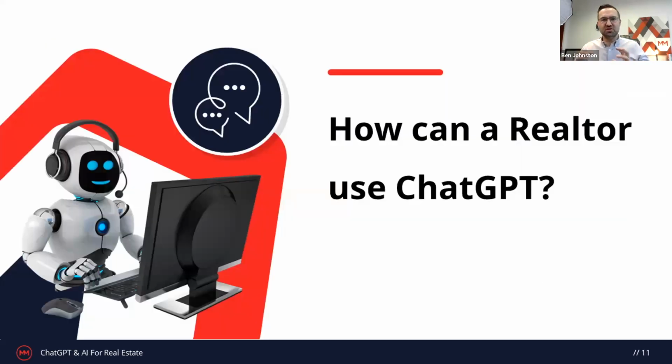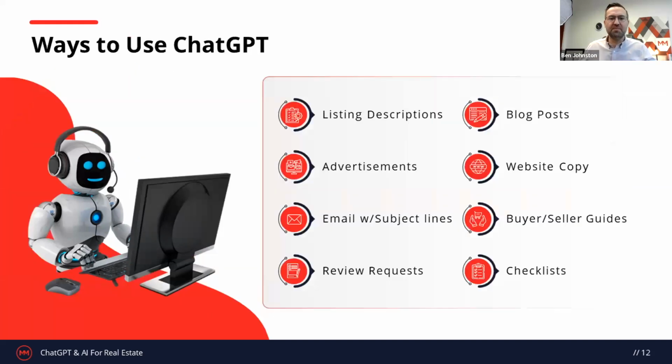So how can a realtor use ChatGPT specifically for your real estate business? Here are a couple of ways that you can use it now. It can write listing descriptions, advertisements, emails with subject lines, review requests, online reviews, blog posts, website copy, buyer and seller guides, and checklists that a lot of agents stress over how to create, and just coming up with ideas, because we ultimately want to sell homes, right? So no bot can replace your voice or what a skilled, knowledgeable, and motivated real estate agent can do for their clients.